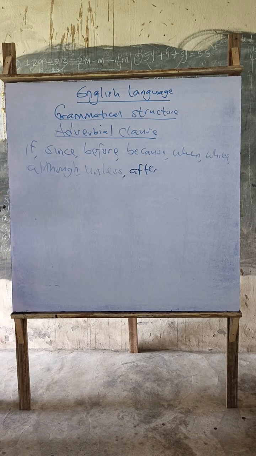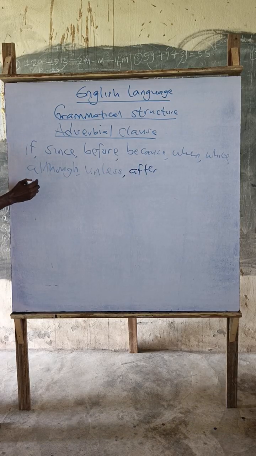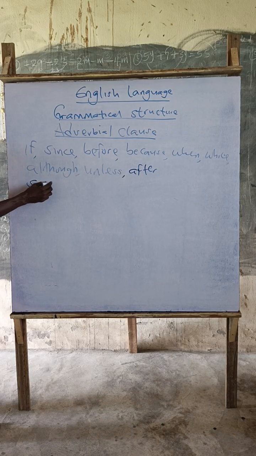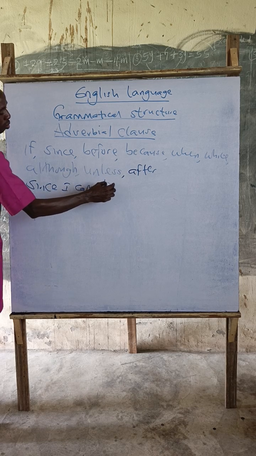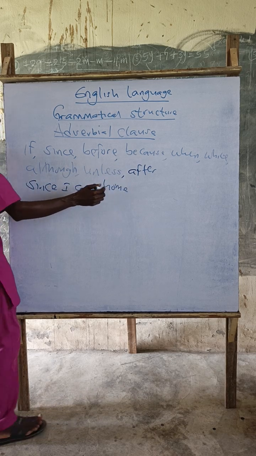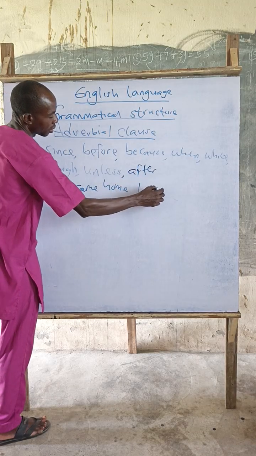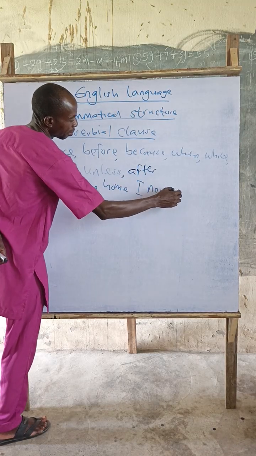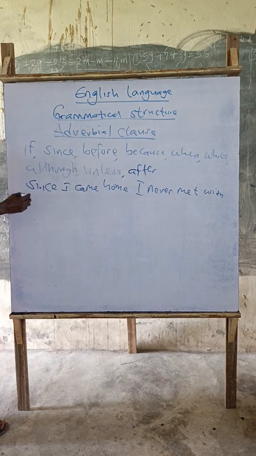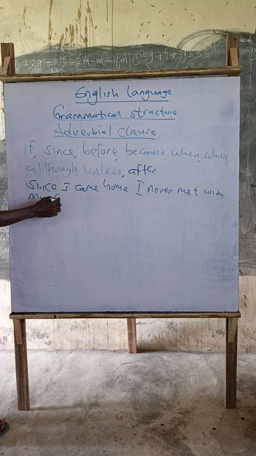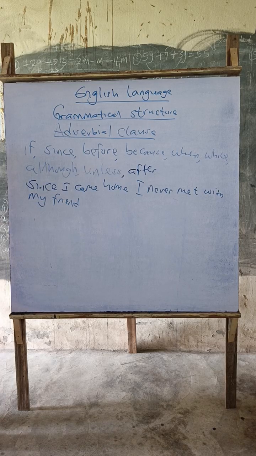So for instance, to say: since I came home, I never met with my friend. So since I came home, I never met with my friend.